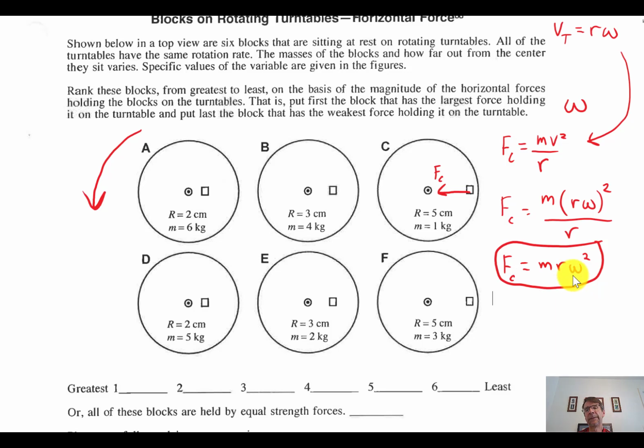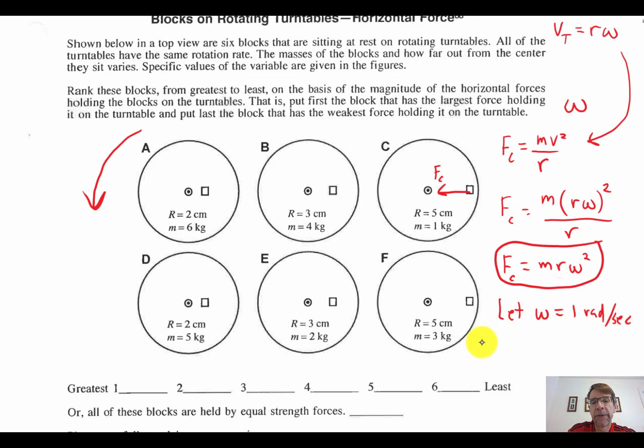So omega could be 1, 2, 3, whatever it is. But in all cases, it's the same, 1 radian per second. It doesn't change. What does change in each case is m and r. So really all you have to do here is rank them. You could actually calculate these. Let's say omega equals 1 radian per second.